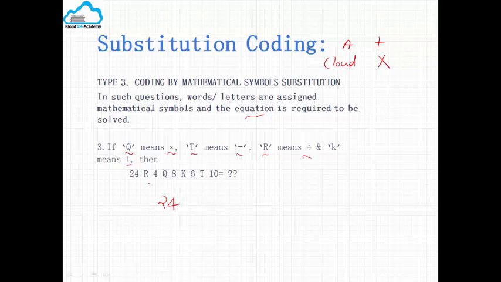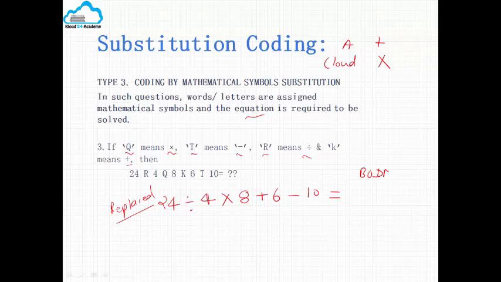24. So R has to be replaced by division. 4. Q has to be replaced by multiplication. 8. K has to be replaced by addition. 6. T has to be replaced by subtraction. 10 is equal to. So now I have replaced the alphabets with mathematical symbols. I have to solve this. How to solve this equation?